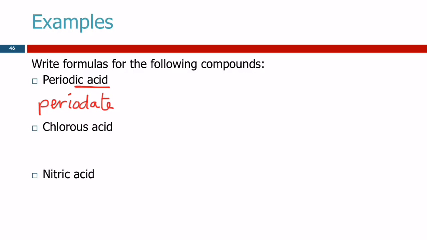Well, I memorized iodate. Iodate was IO3 minus. Periodate has 1 more oxygen, IO4 minus. And then I look at the charge on that. It's -1. How many hydrogens do I need? 1. So the formula for periodic acid is HIO4. And then just a really nice touch is to put aq, just to be really clear. It's dissolved in water, it's an acid.